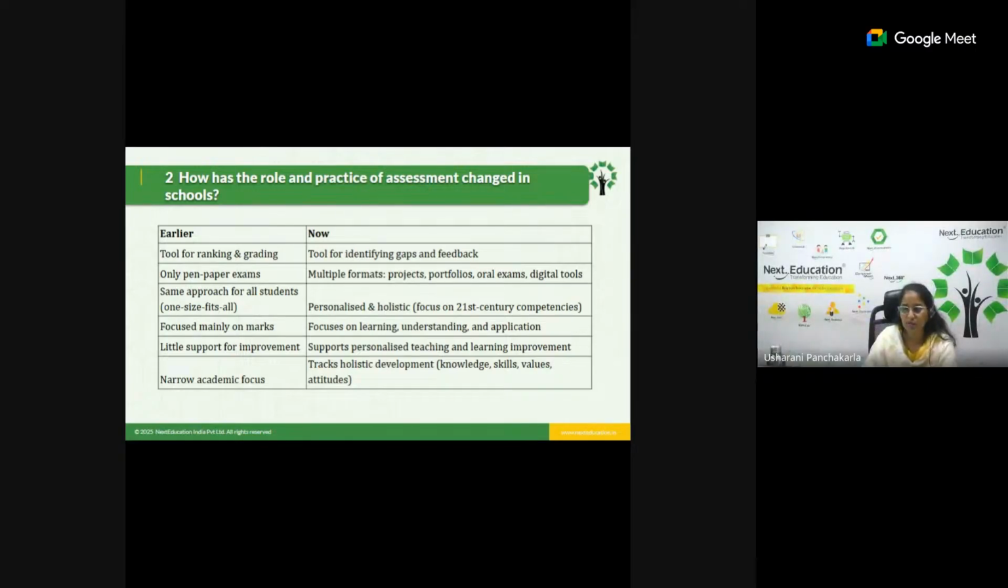and he would be a good decision maker. Now coming to the next one, little support for improvement. Here it supports personalized teaching and learning improvement, because we are catering to the different needs of the learner by giving different varieties of resource materials or instructional strategies. Now, narrow academic focus, but here we are focusing on holistic development, where we are not only focusing on the knowledge, that is the conceptual understanding we give through discussion or lecture or digital media, but we are even making them master the skills, values, and attitudes.